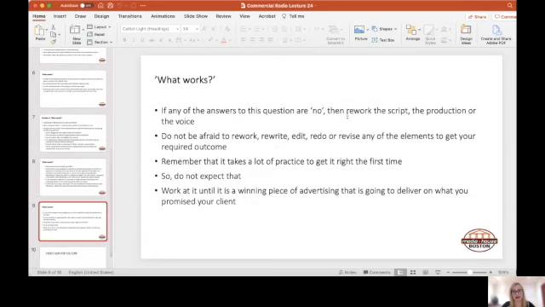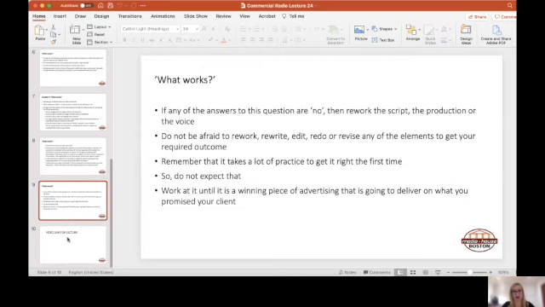From here, if you said no to anything, then you need to go back to the script or the producer or the voice and either rework, rewrite, edit, redo, or revise any of the elements to get your required outcome. You work at it until it is a winning piece of advertising that's going to deliver on what you promised to your client, okay? So that is design thinking. And that brings us to the end of today's lecture.